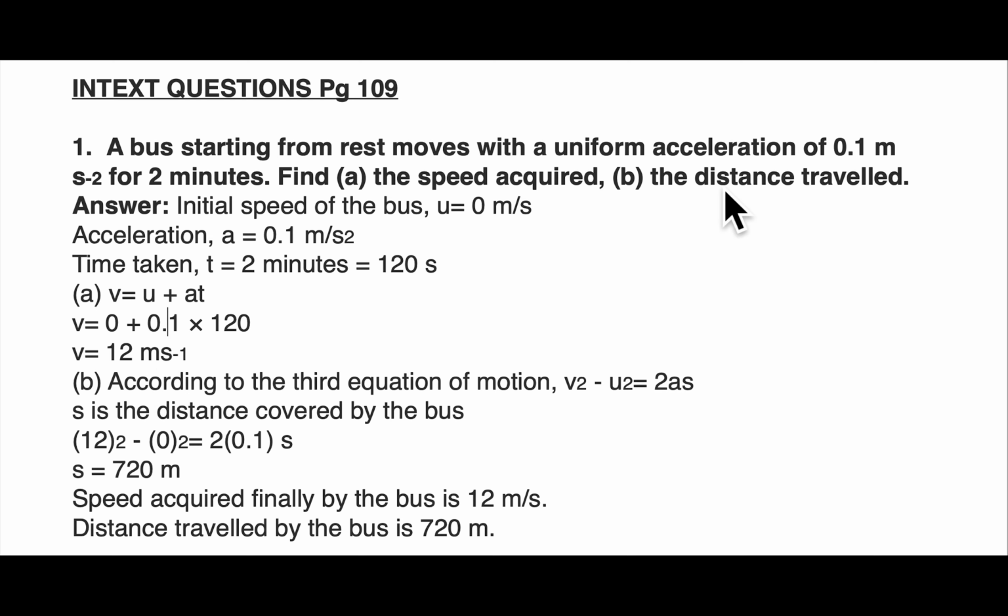The next part is distance traveled. We have the third equation of motion, v square minus u square is equal to 2as. So s is the distance covered by the bus. Put the value of v which we have calculated, put the value of u, put the value of a, just simplify and get the answer: the distance traveled by the bus is 720 meter. You can find the distance by the second equation of motion also. The answer will remain the same. You can use any of the equations.